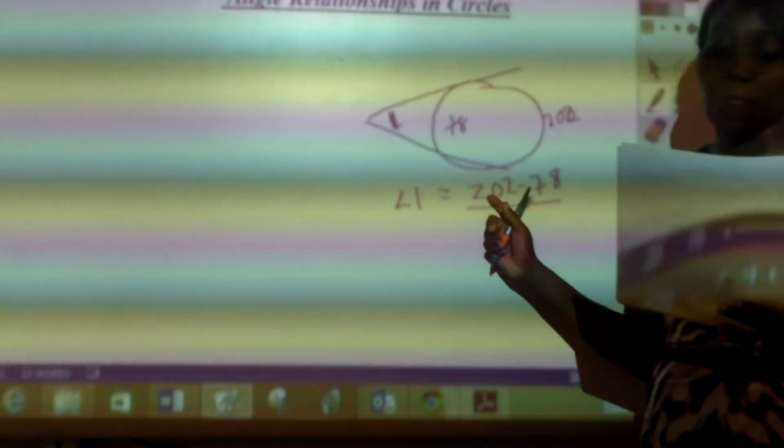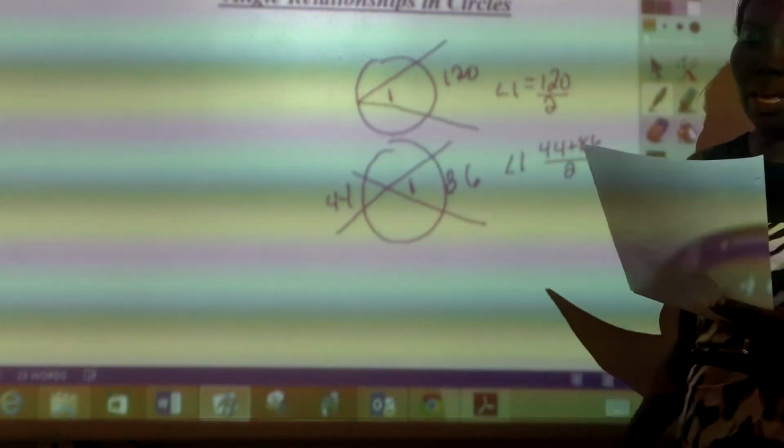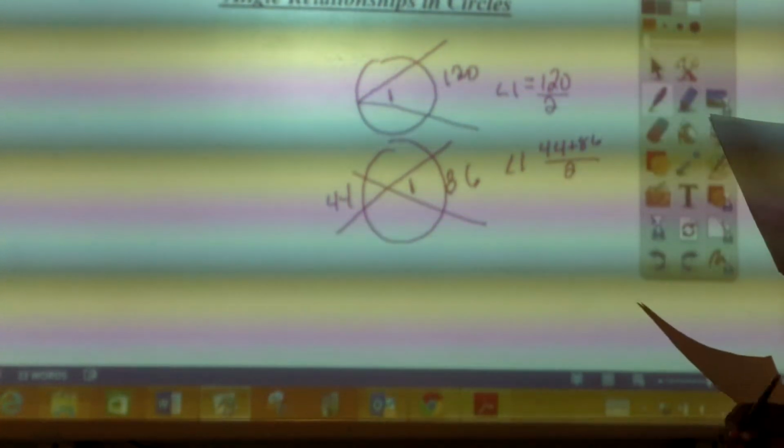if we had 2 tangents, we'll do that one as an example. This was 78, this was 202. The measure of angle 1 is equal to 202 minus 78 all over 2. So outside the circle, half the difference. Inside the circle, half the sum. And inscribed angles, just take half of the intercepted arc.